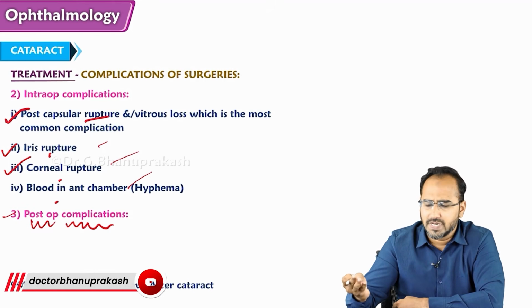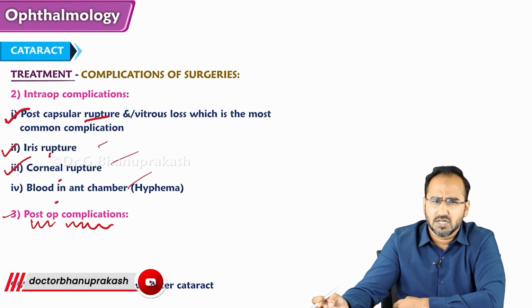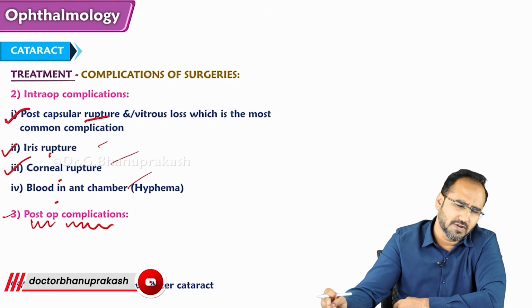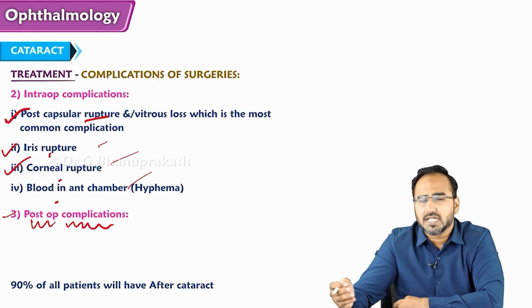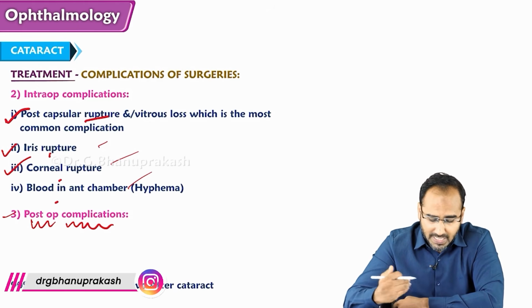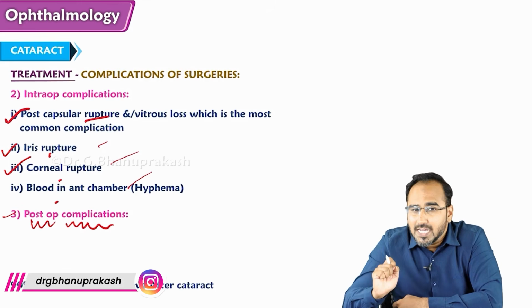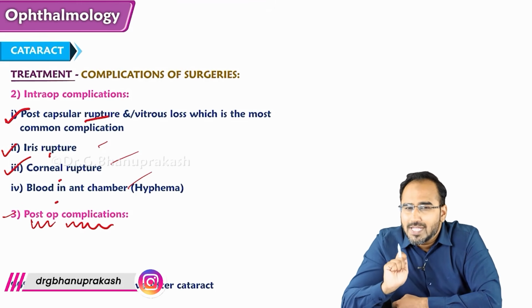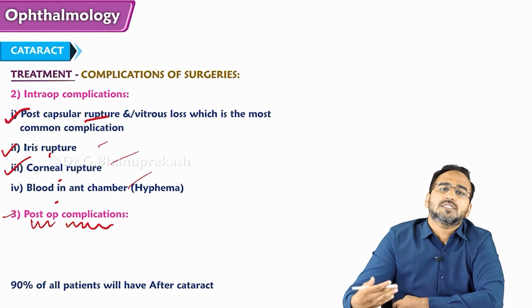There are many complications. One is after cataract, one is endophthalmitis, one is slow painless loss of vision, sudden painless loss of vision, slow painful, sudden painful. Other is aphakia. Many complications are there. Remember, post-op complications, what we are discussing, 90% of the patients after doing the cataract surgery, they will develop cataract once again.